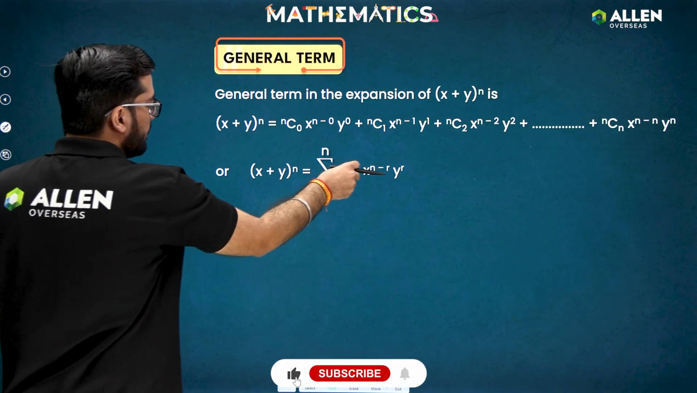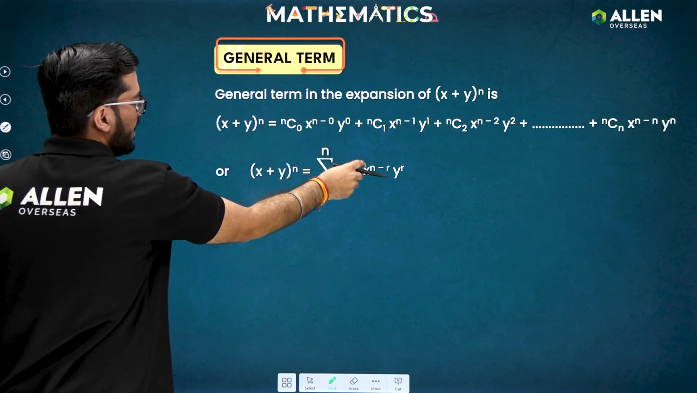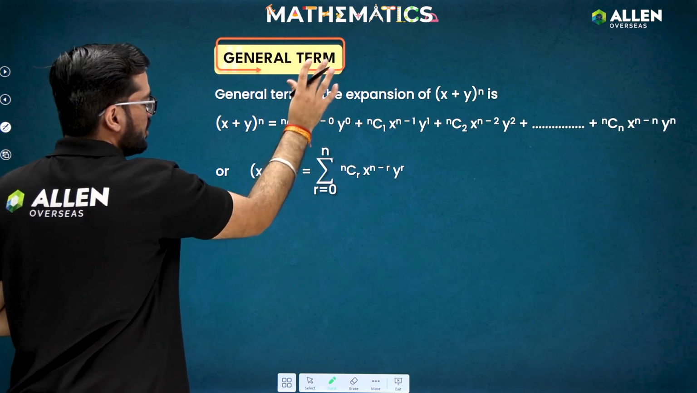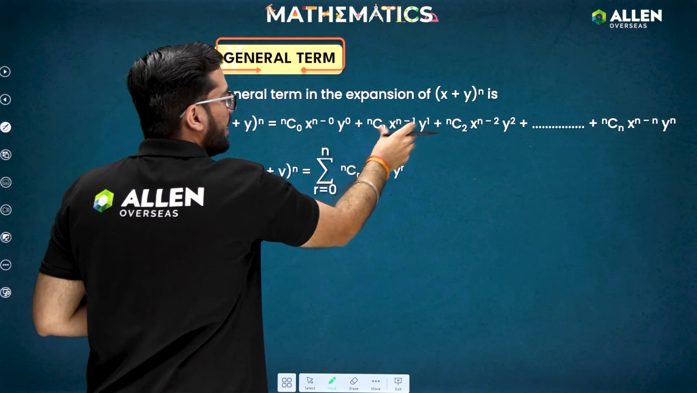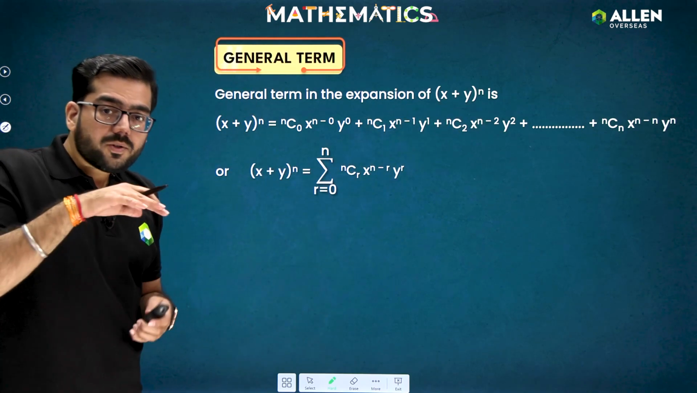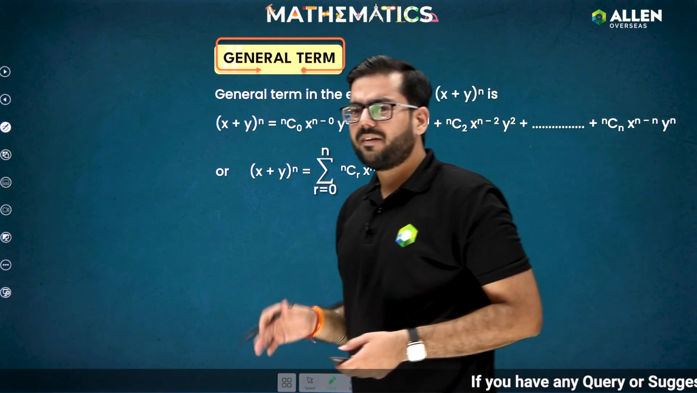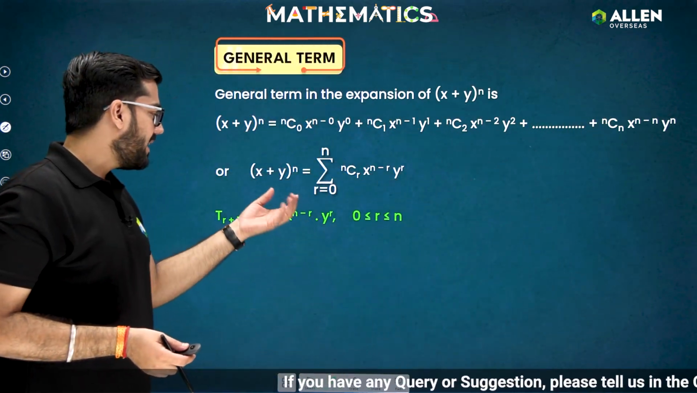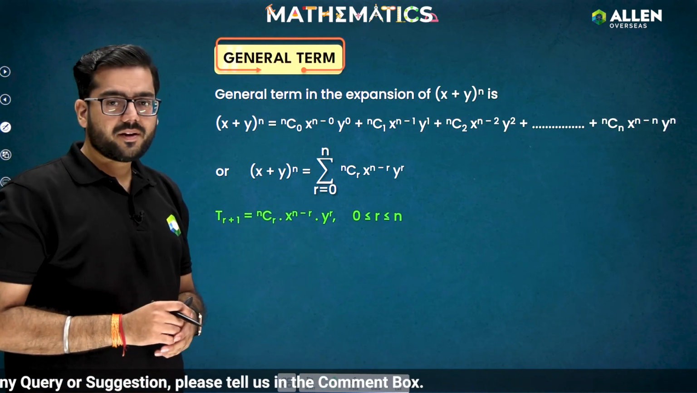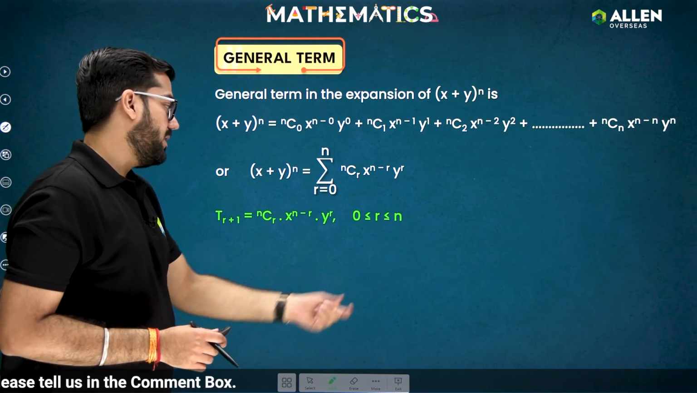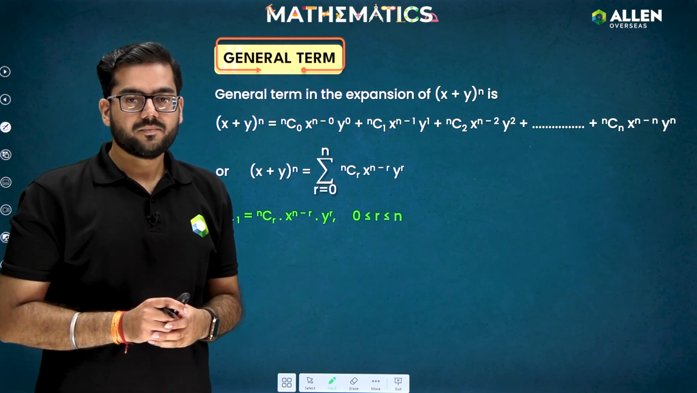Here you can put r is equal to 0, then you will get this first term, right? r is equal to 0, nC0 x raised to n minus 0 and then y raised to 0. Similarly, when I put r is equal to 1, then I will get this term, and so on. And on the basis of that, I can proudly say my general term will be something like this: T(r plus 1) equals nCr x raised to n minus r into y raised to r, right? Where the must-be condition is that r goes from 0 to n.